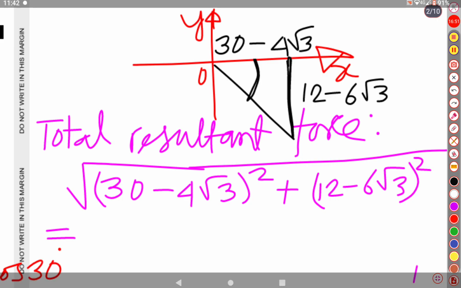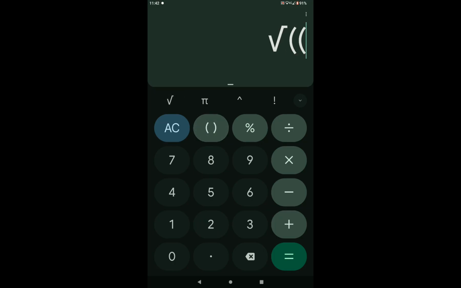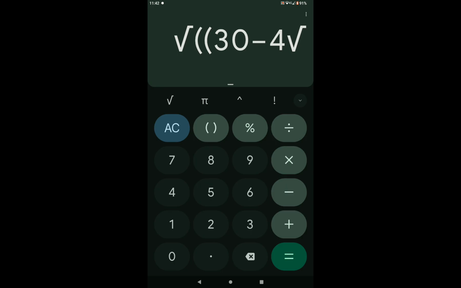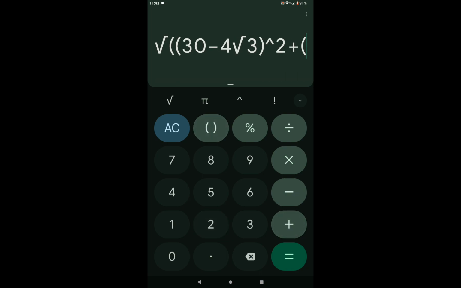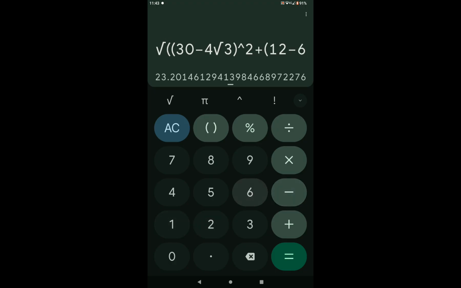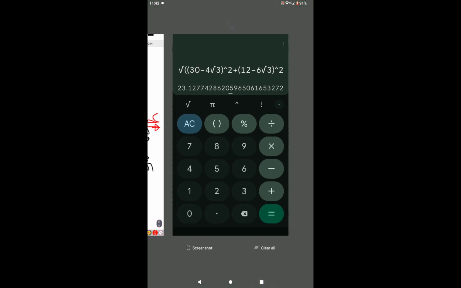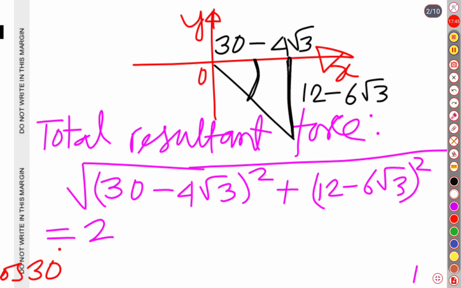If we use our calculator, it is going to be the square root over 30 minus ... Newton equal to 23.1 Newton. 23.1 Newton is the resultant force, the magnitude of the resultant force.